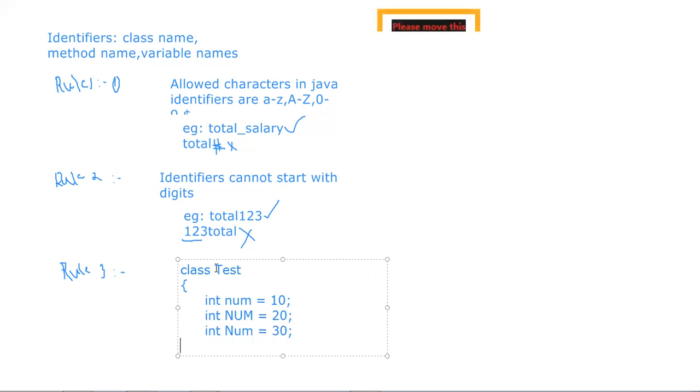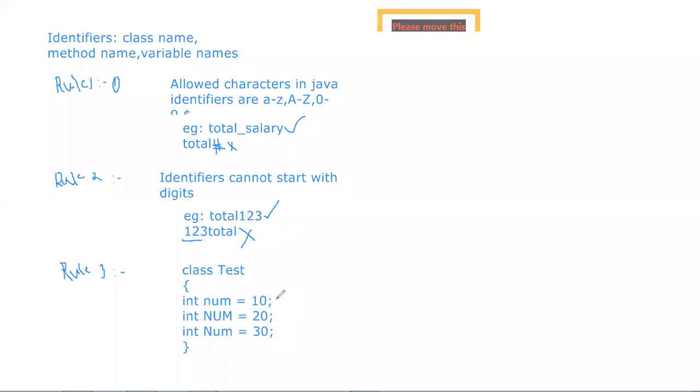So as you can see, I wrote three variables: small case num, capital case Num, and uppercase NUM. In this case, we have three variables over here, right? First variable, second variable, and third variable. These three variables are independent of each other.